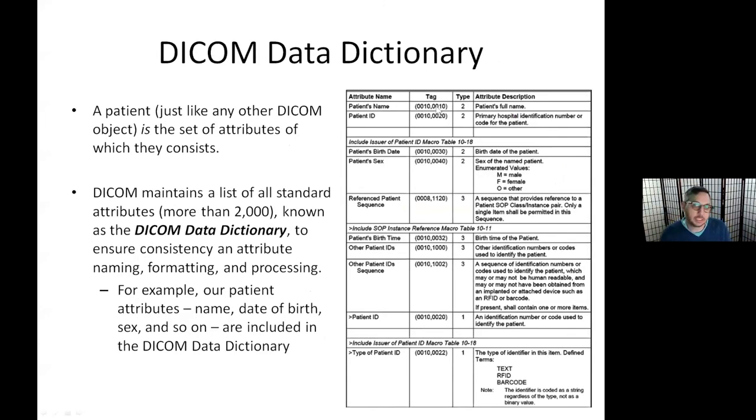So I mentioned before the data dictionary. I think that this is one of the most important parts of the DICOM standard, the data dictionary. Like I said, each of these elements is strictly defined.